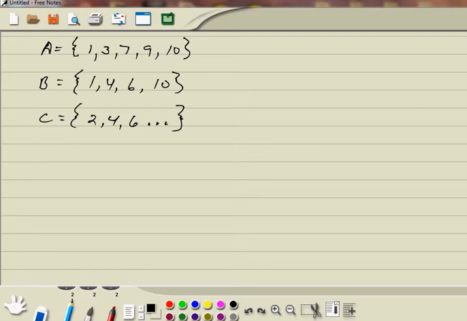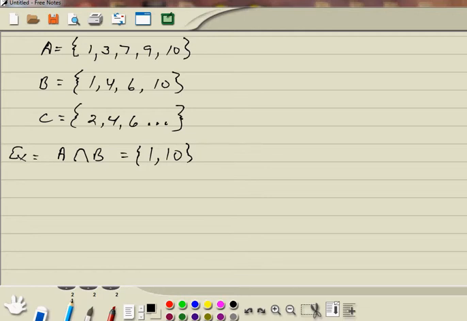So let's make some examples out of this. Let's say we want the solution of A intersects B. All right, well, we said that intersection means they are common to both, so all our solutions must be in braces. And we find out, okay, well, which ones are the same? Well, 1 definitely is in both, 3 is not, 4 is not, 6 is not, and 10 is. So my solution is 1 and 10. So A intersects B is the set of 1 and 10.